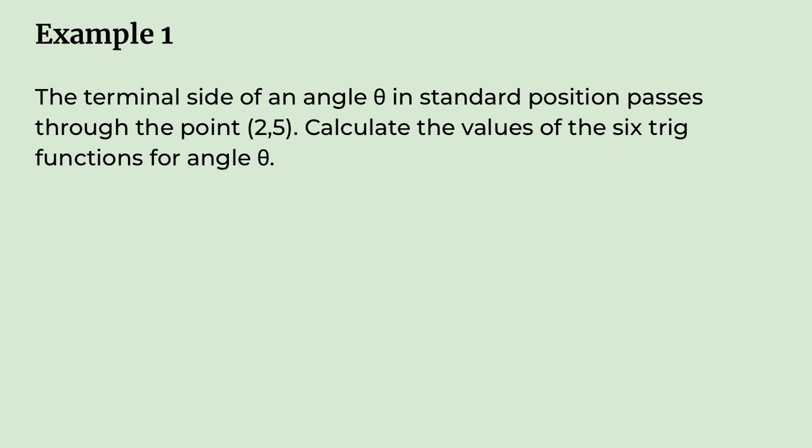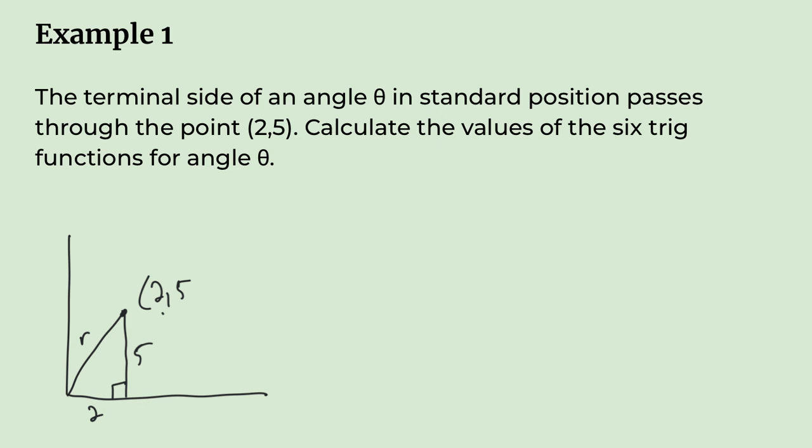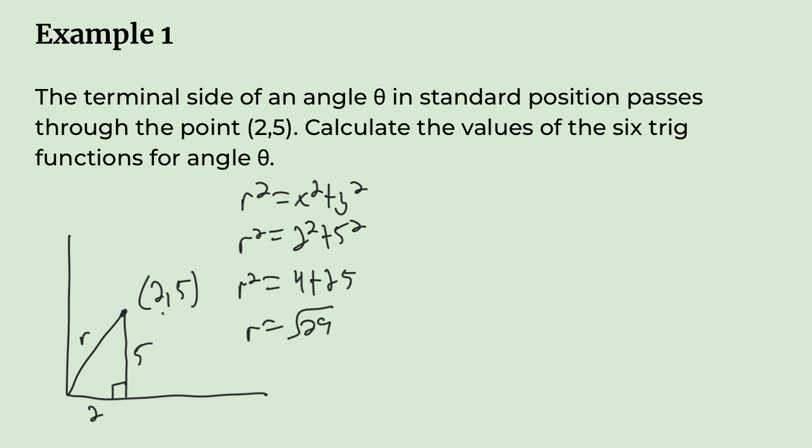So first example, we've got an angle created by a point at (2, 5). And we want to find r and then calculate the values of the six trig functions. So r is going to be the Pythagorean theorem, r squared equals x squared plus y squared. r squared equals 2 squared plus 5 squared, 4 plus 25, so r equals the square root of 29.